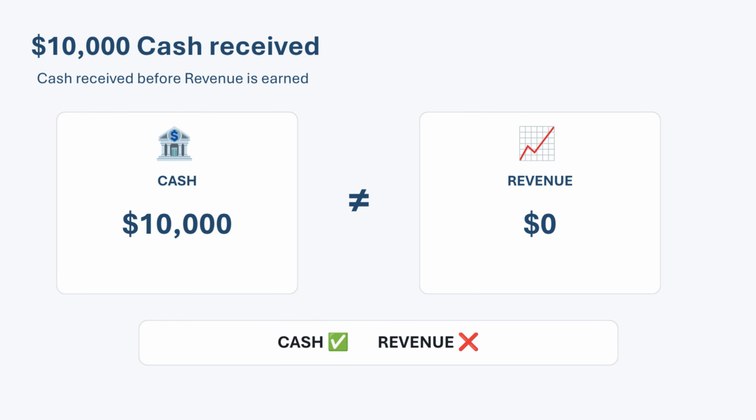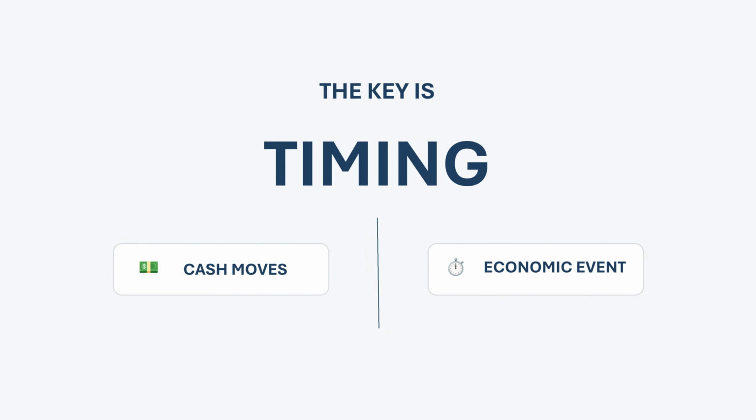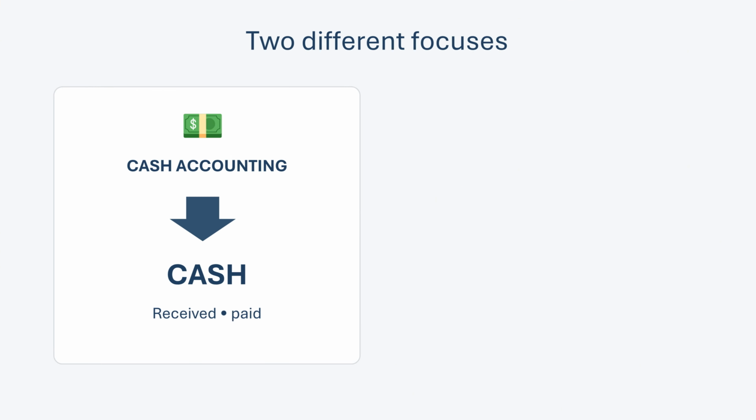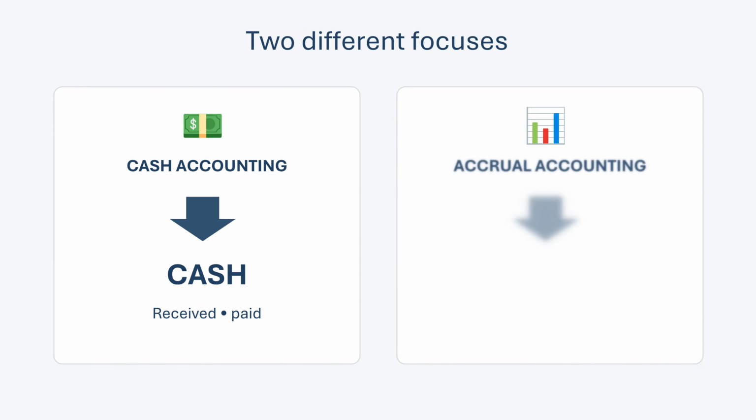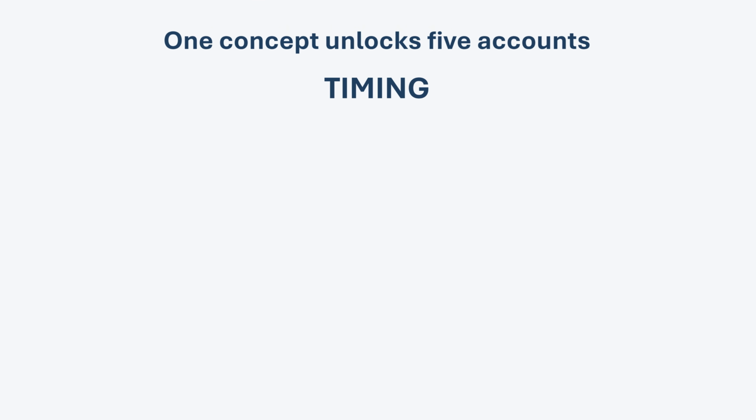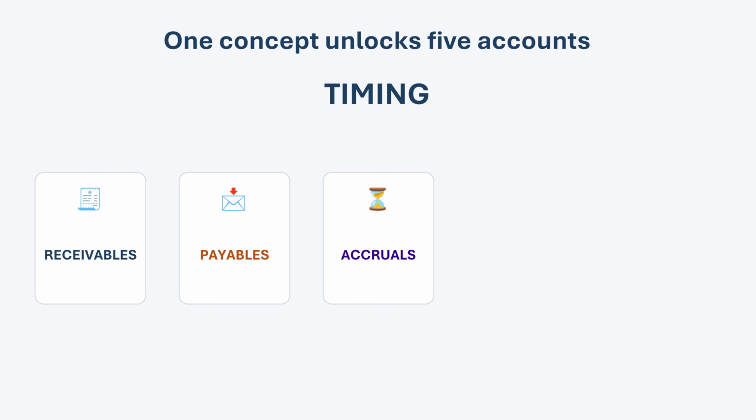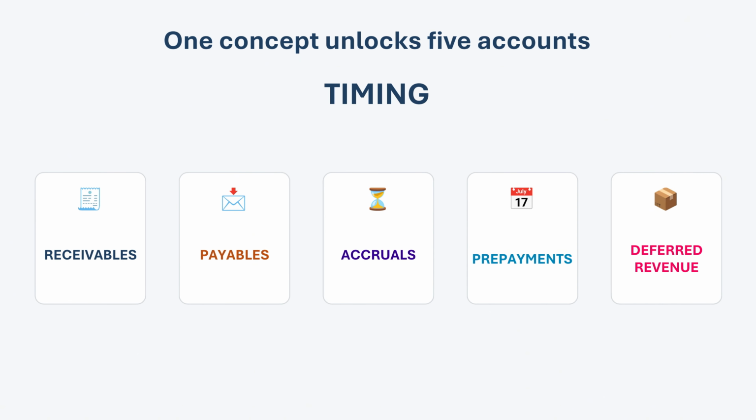The answer comes down to one of the most important concepts in accounting: timing. Cash accounting follows when cash is actually received or paid. Accrual accounting looks at when revenue is earned and expenses are incurred, regardless of when the related cash moves. And once you understand that distinction, concepts such as trade receivables, trade payables, accruals, prepayments and deferred revenue become much easier. In this video, we're going to start from the very beginning.